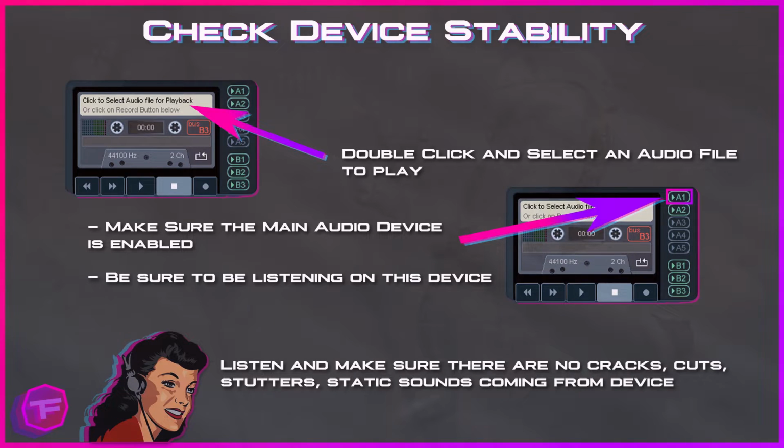We first want to make sure the A1 device is running properly. The best way to do this will be using the built-in playback and recording device on VoiceMeeter. What you see on the screen here is you want to double-click and select an audio file to play. I suggest playing a music file if available. Make sure the main audio device is enabled as you see on the right here. Be sure to be listening on this device. What we're doing is listening and making sure you aren't hearing any cuts, cracks, robotic, or static type of sounds. If not, then the main device is working properly.